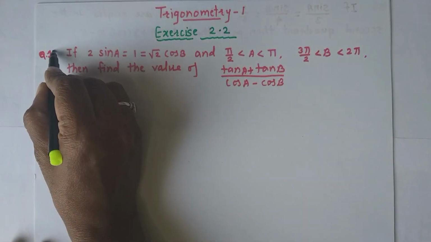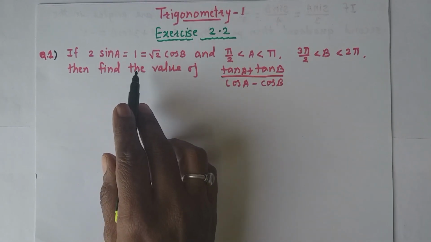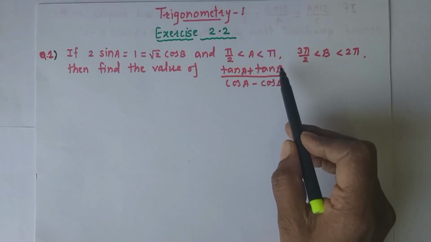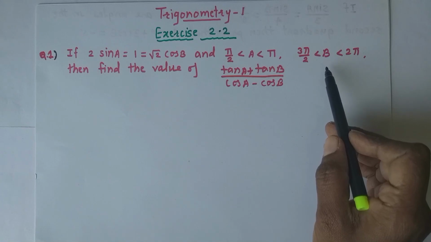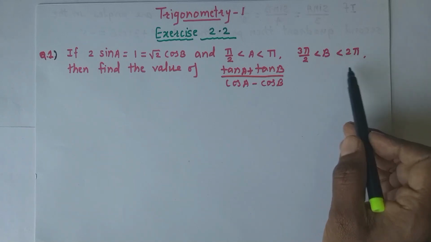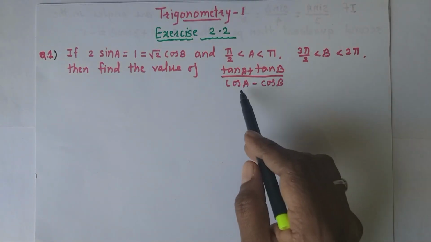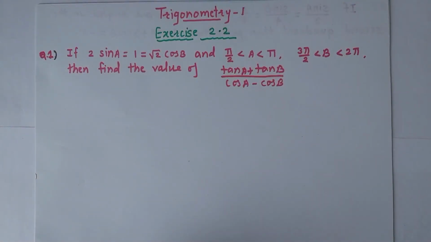Question 1. If 2 sin A = 1 = root 2 cos B, and A lies in the second quadrant, that is A lies between pi by 2 and pi, and B lies in the fourth quadrant, that is between 3 pi by 2 and 2 pi, then we have to find the value of (tan A + tan B) divided by (cos A - cos B).